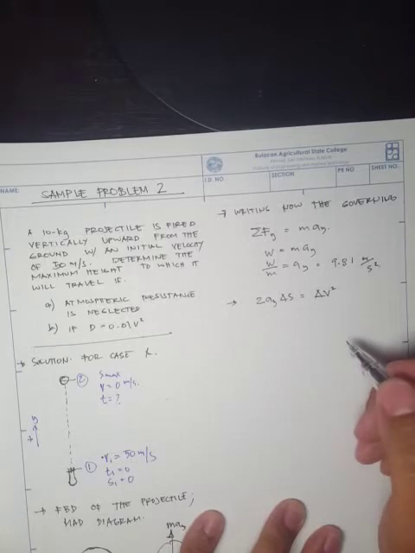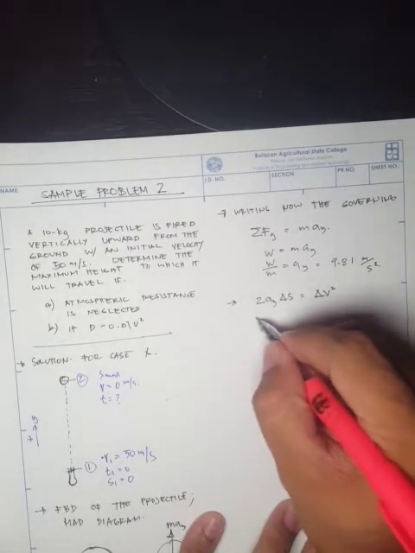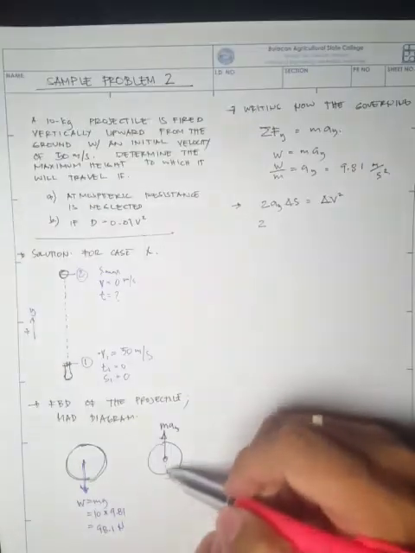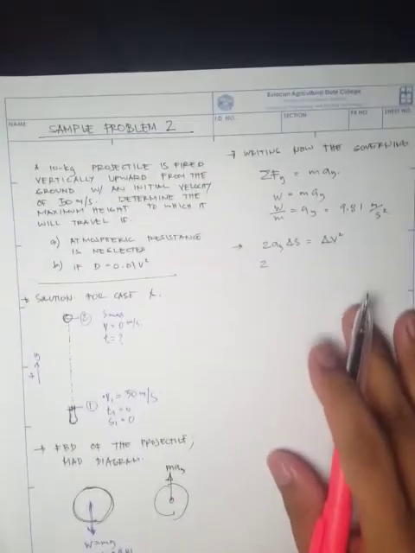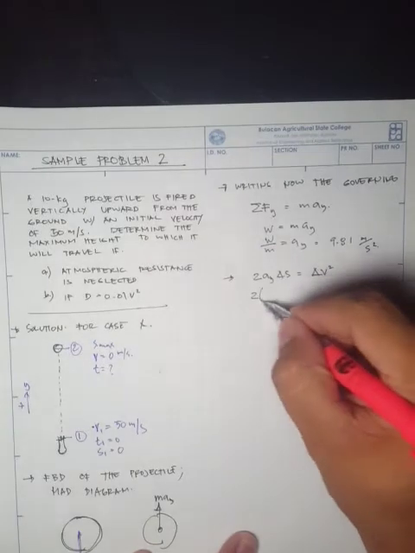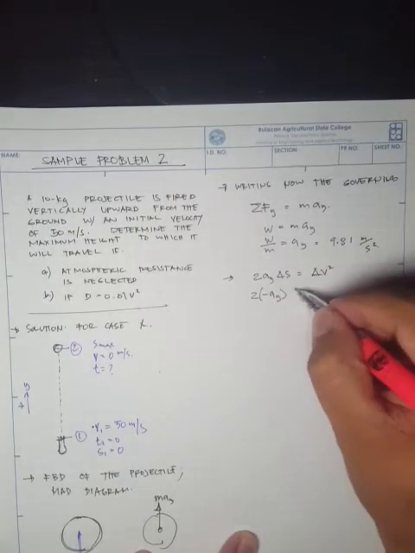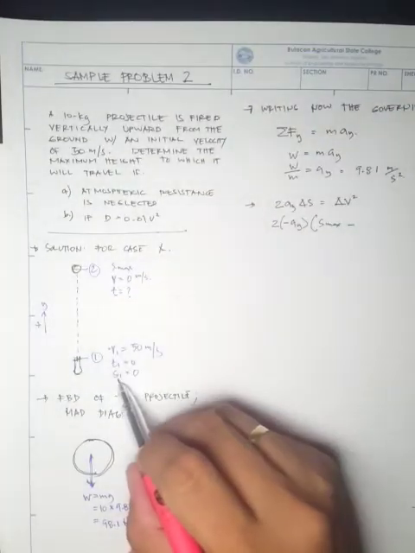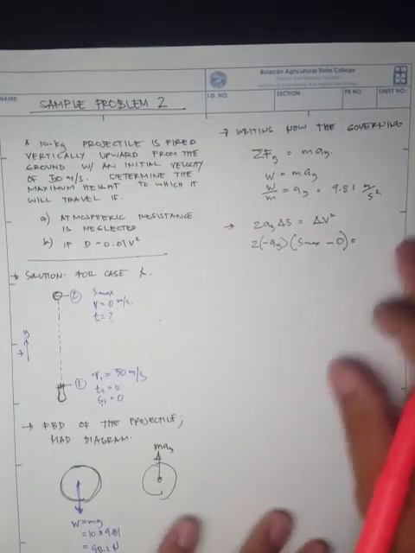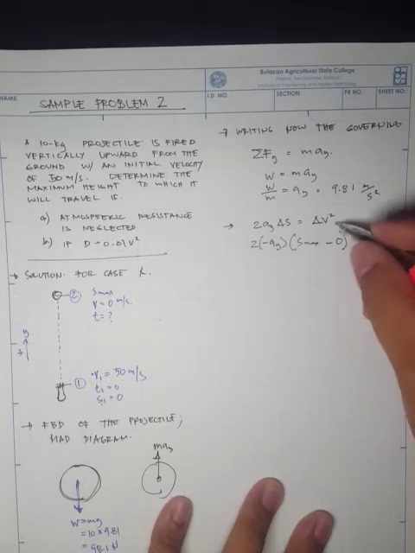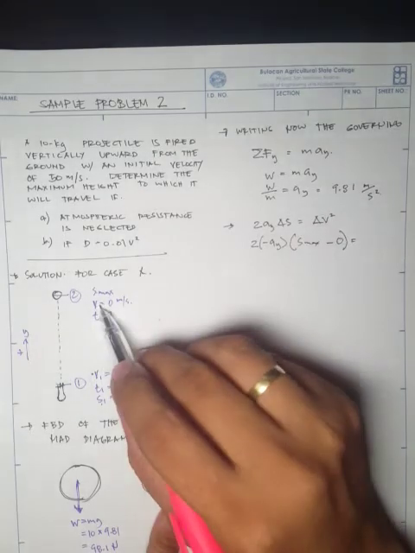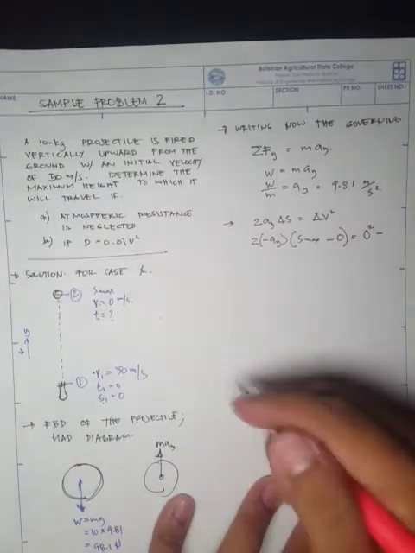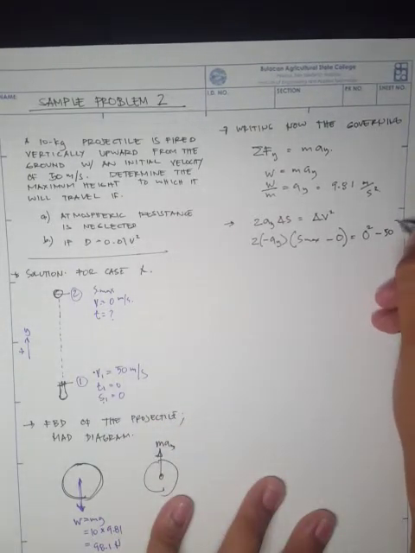So let's try to write it down. 2 times, what's the acceleration? It's actually the acceleration of this object is decreasing, so it's a negative acceleration. So negative a y, what's delta s? So S max minus s sub 1, which is just 0, is equal to delta v squared. Okay, so v sub 2, v at point 2 is 0. So 0 squared minus the initial velocity, which is 50 squared.